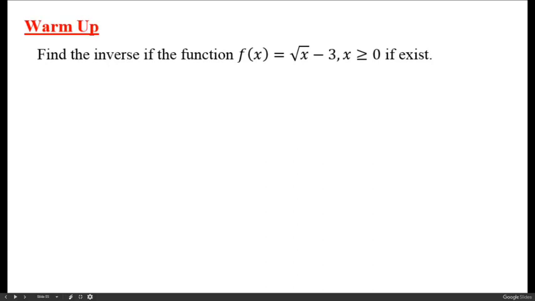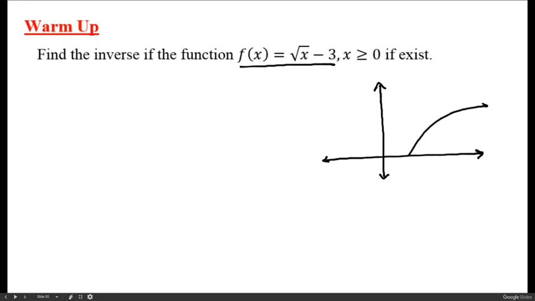Okay, now time for the last example in this presentation. Here we are asked to find the inverse of this function if it exists. In order to check whether it exists or not, we first sketch the graph of the function. This is the square root function shifted 3 units to the right. So this is the graph of y equal to square root of x minus 3.